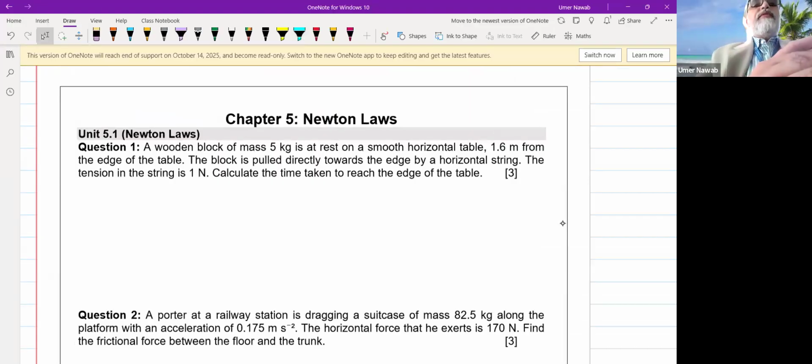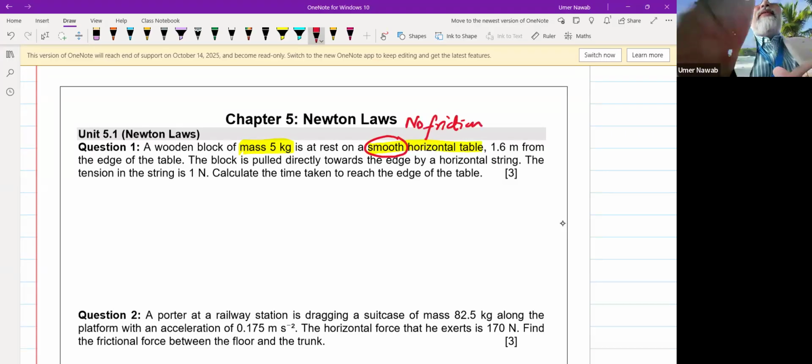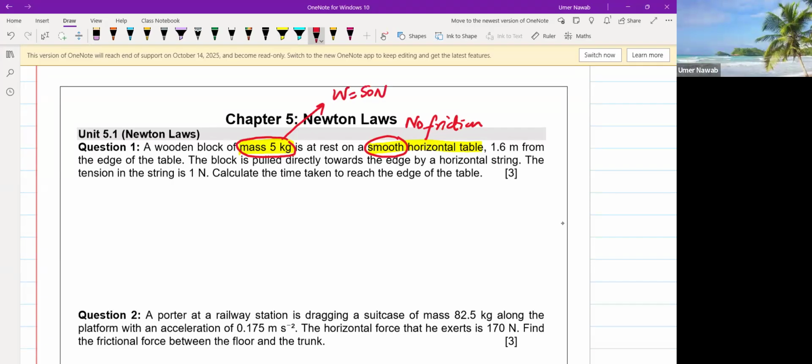So the first question is: a wooden block of mass 5 kg rests on a smooth horizontal table. When I say smooth, it means that there is no friction. And the mass is 5 kg, so the weight will be 50 newtons. The block is 1.6 meters from the edge of the table. So I can make a table for myself, and this is a block.